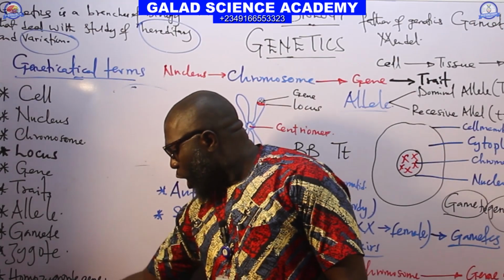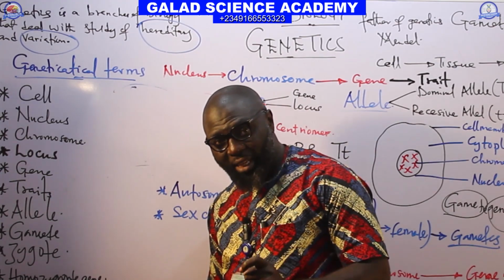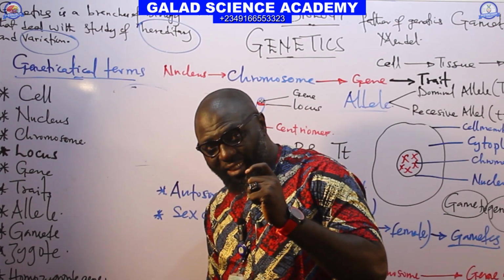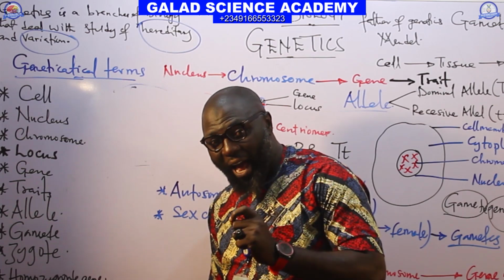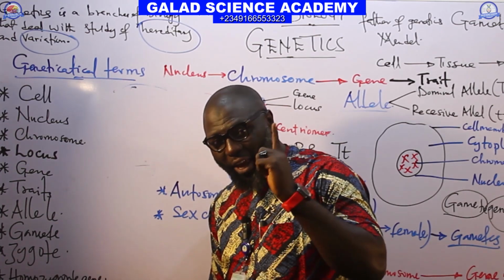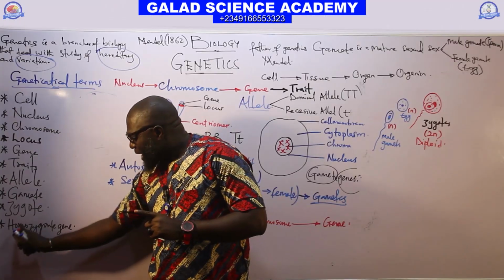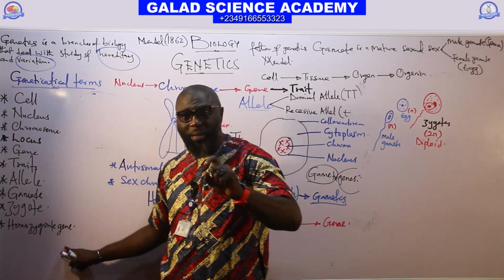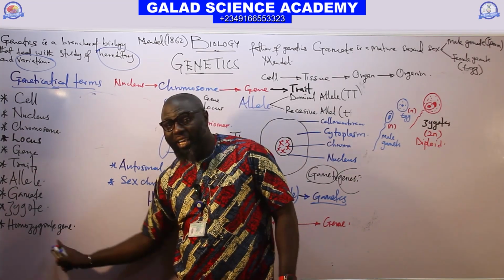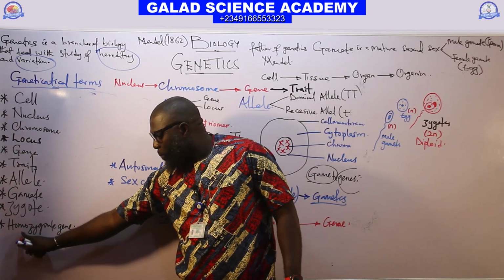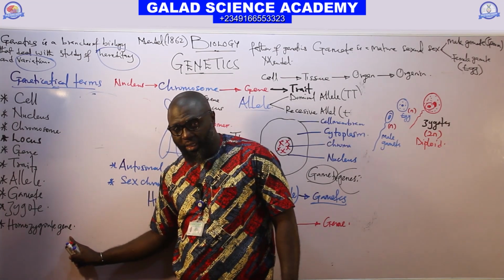So look at the name. Homozygous gene. These are the organisms that have two similar genes for a character. So any organism that has two similar genes for a character is called homozygous gene.